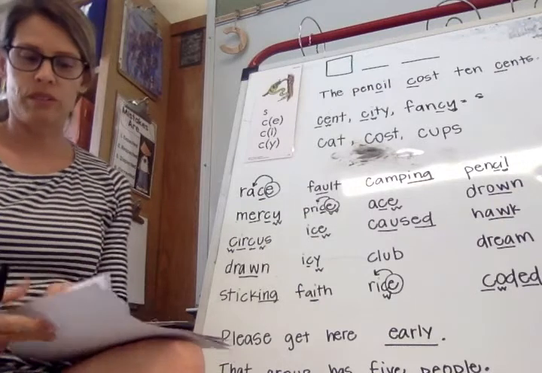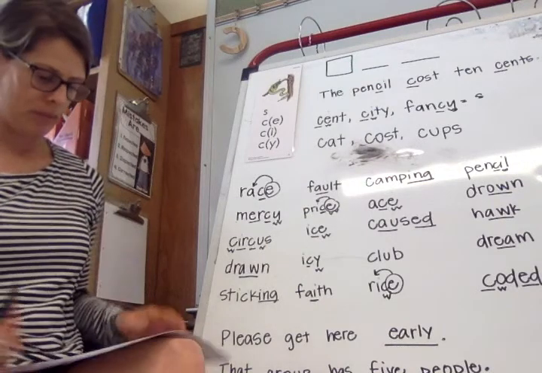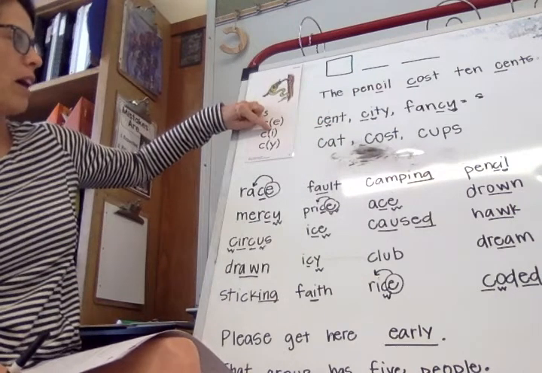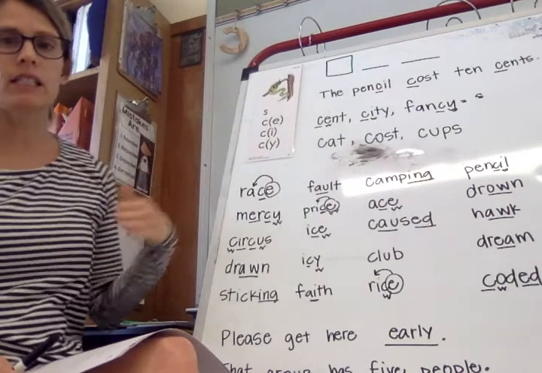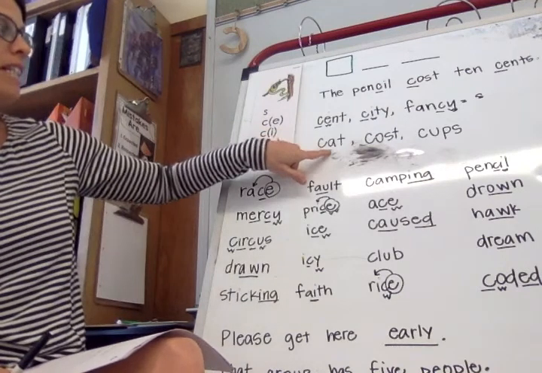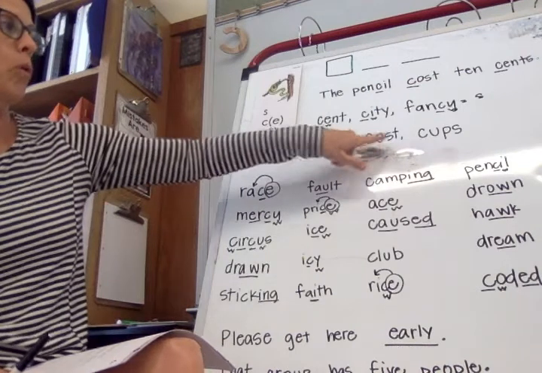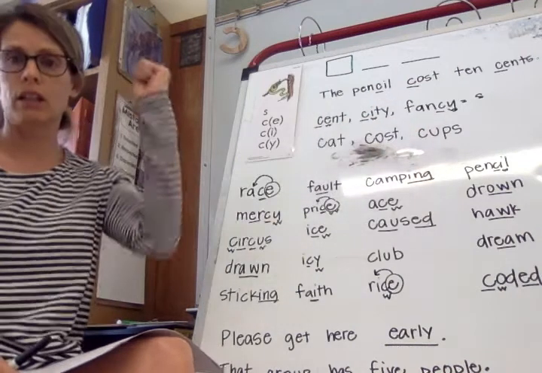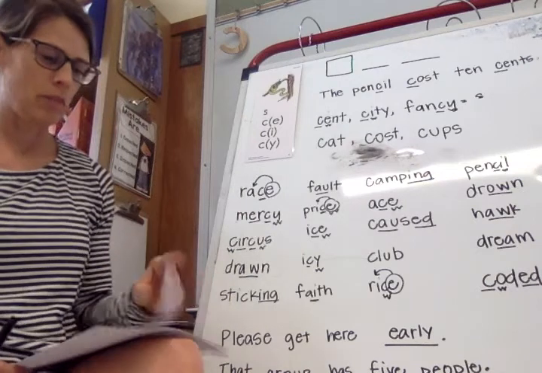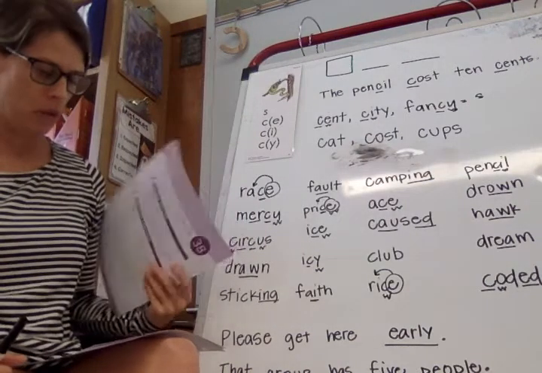Whew. That was some tricky stuff, wasn't it? So remember, if there's an E, an I, or a Y, it says S. The C makes an S sound. If the C has an A or an O or a U after it, it makes a K sound. All right. So keep that in mind when we're doing some reading, won't we?